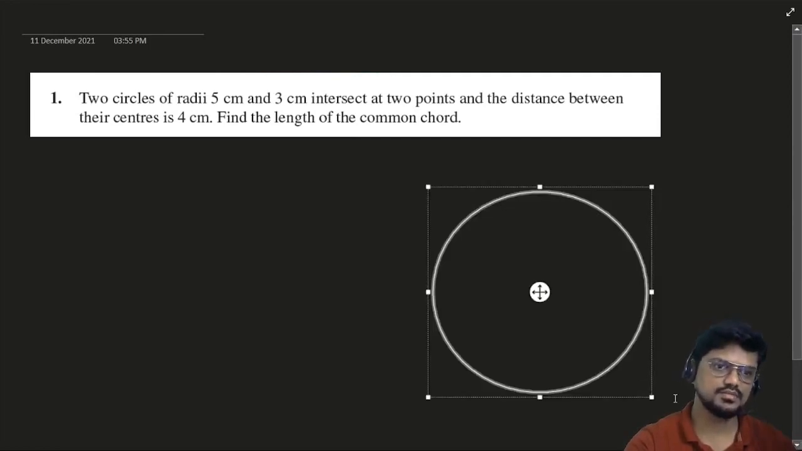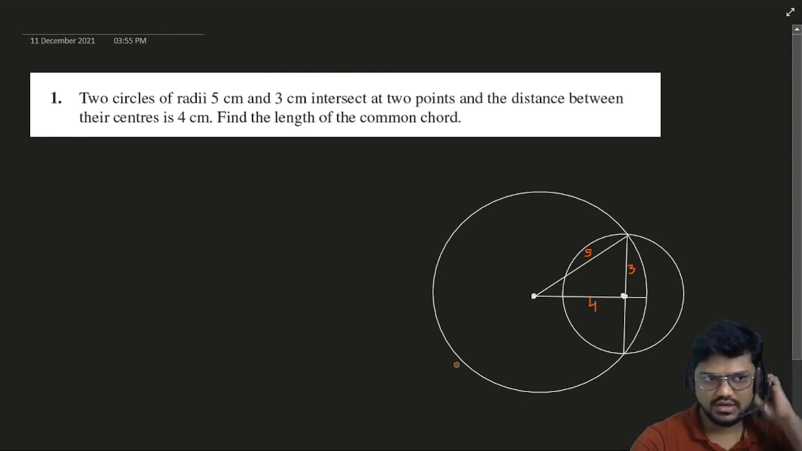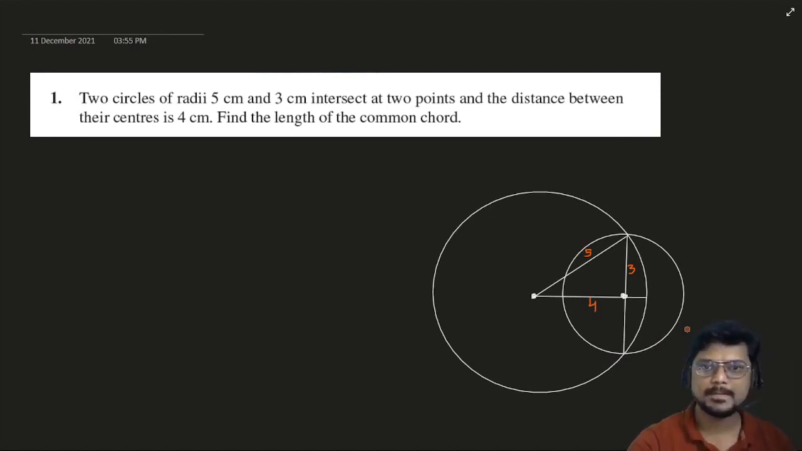Sir, I solved it. I got the answer as 6 centimeter. Two circles of radii 5 and 3. Means the radius of this circle is 5. This is 5. This is 3. And they intersect at 2 points and the distance between their centers is 4. That means this is 4. Got it? And it has to be a right angle only, because it's not possible that the center will be misplaced. Then find the length of the common chord.